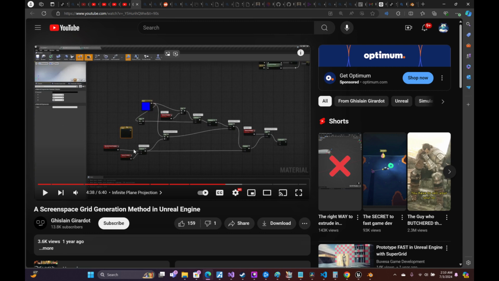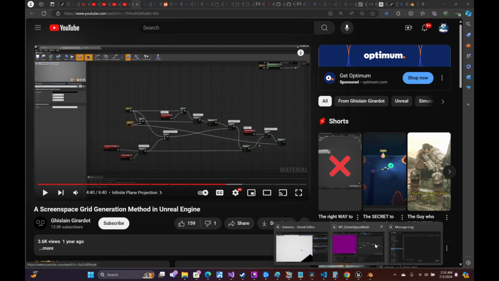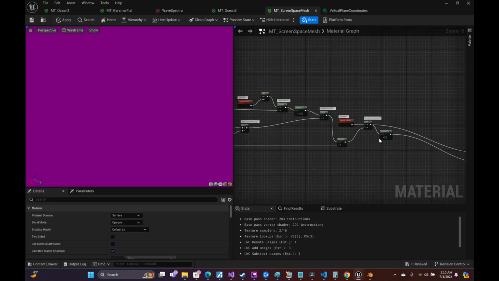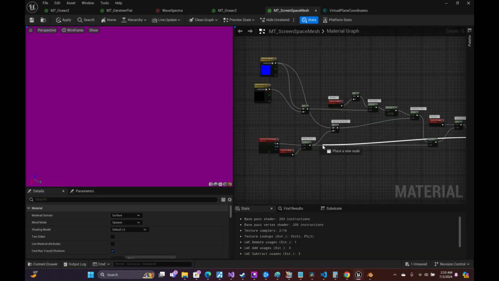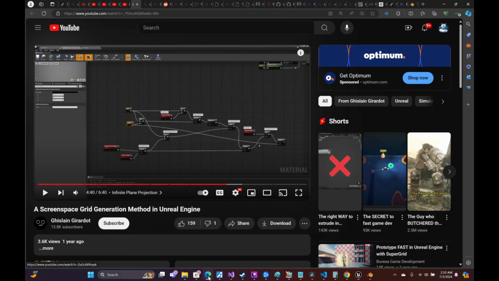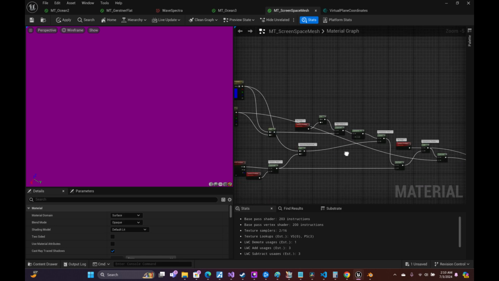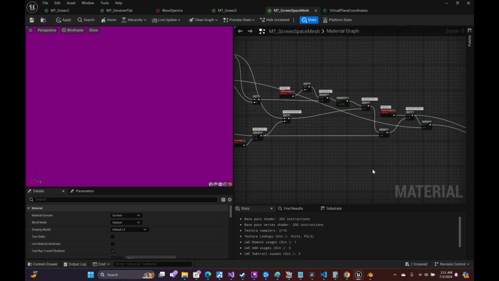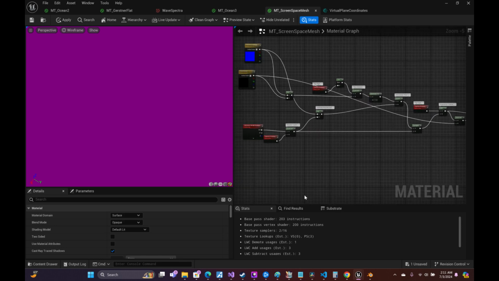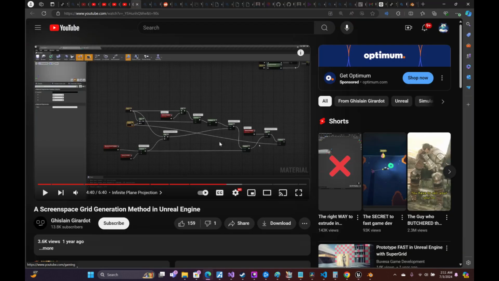Camera position, subtract, subtract, subtract. He's gonna hook this in right here and here. Let's make sure that's hooked in the right places. I think that's right. Let's double check. Okay. I think that's right. Alright, so now we got it.